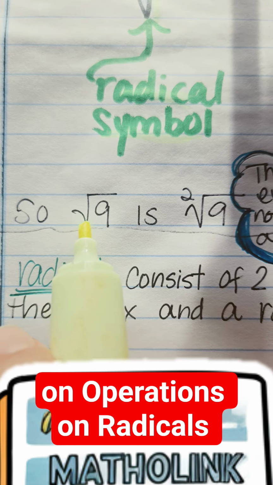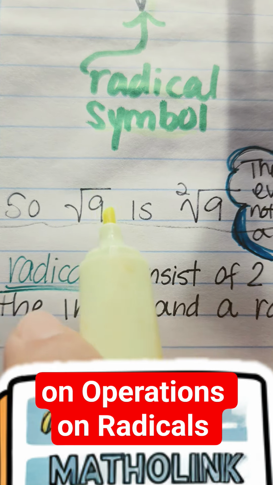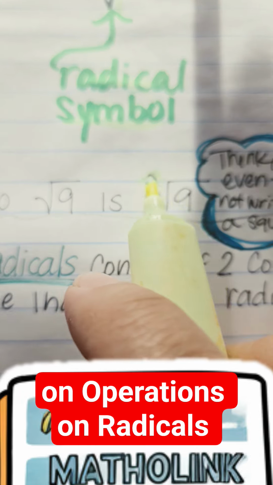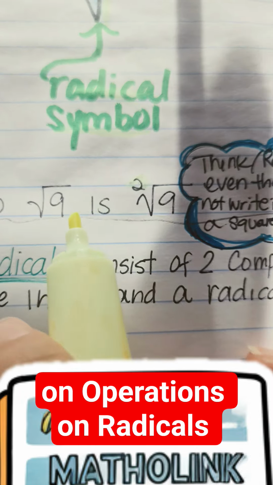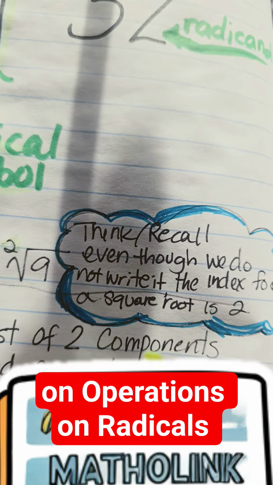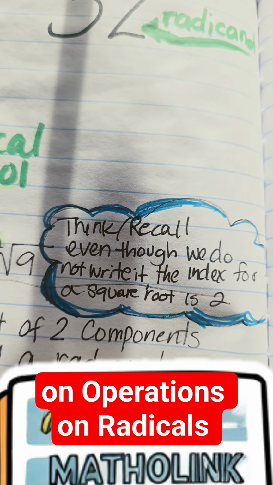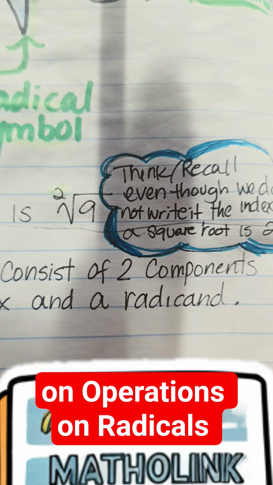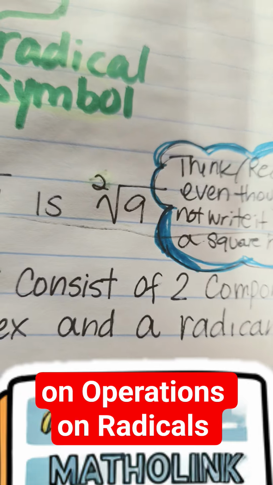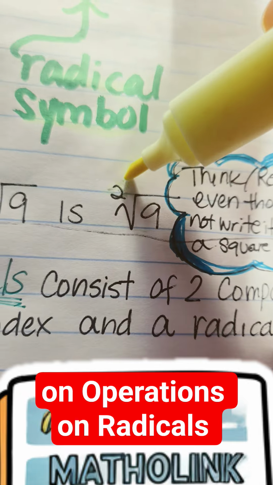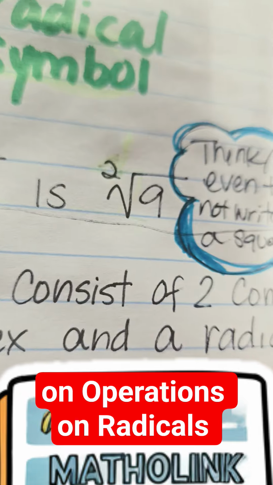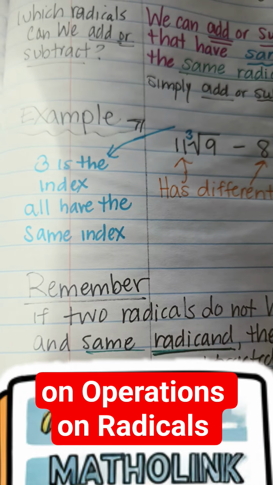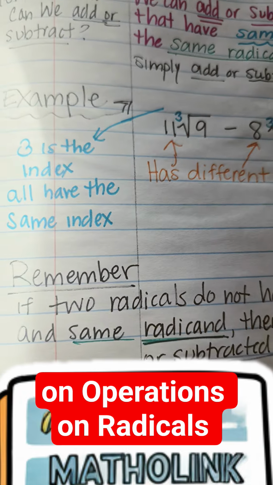What do radicals consist of? Radicals consist of two components, the index and the radicand. So if you see in the example right there, there's a radical problem with a 9 being the radicand, and it has an index of 2, but it doesn't always have to have it. If it doesn't have any little tiny index number, then that's fine.